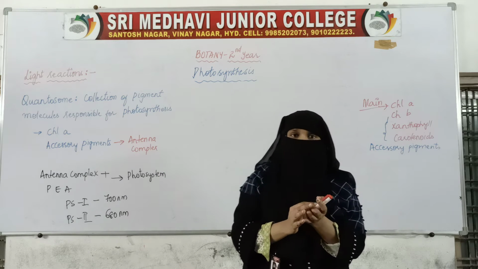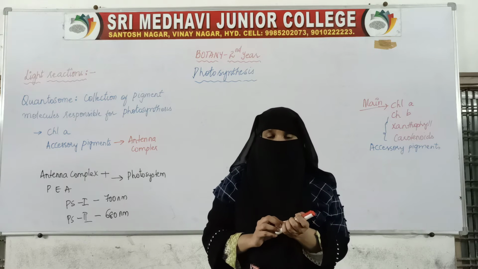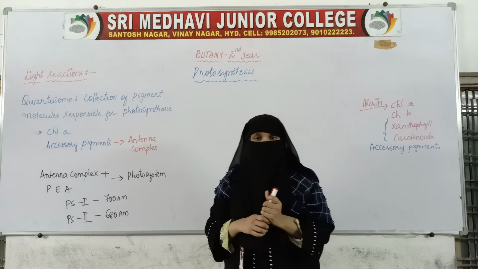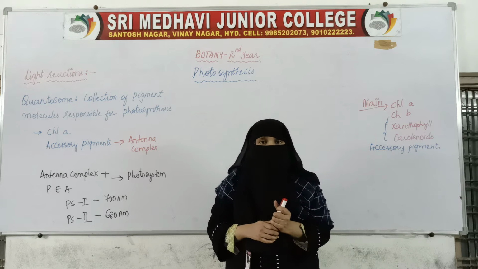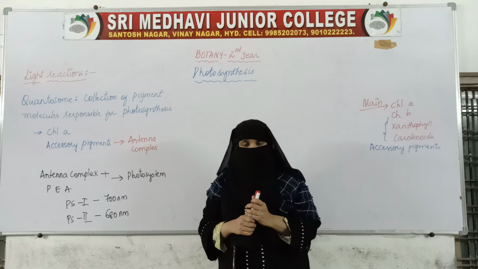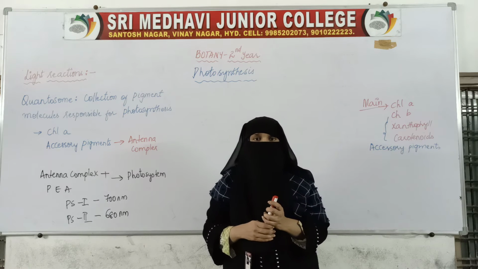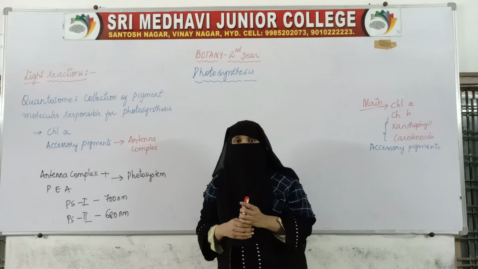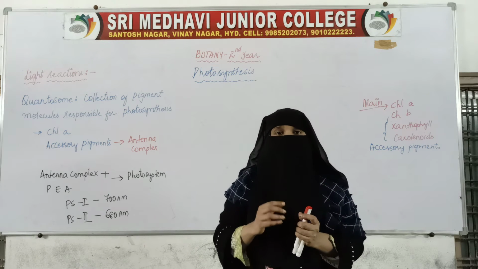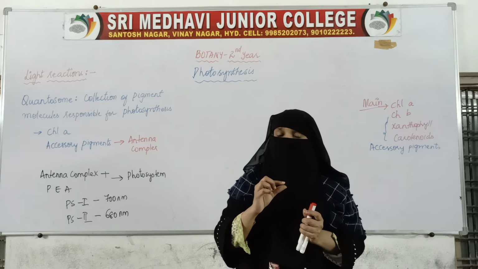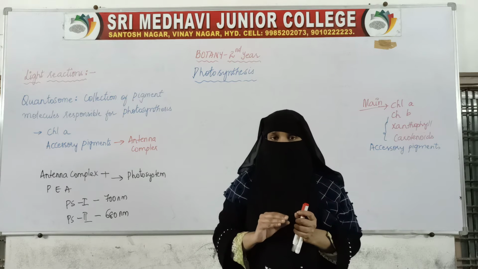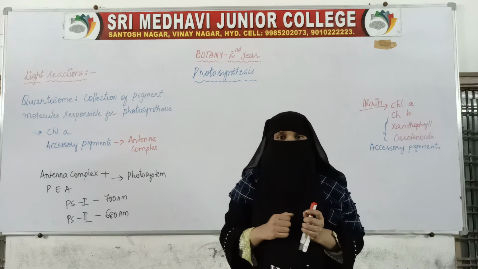Now, we said that in the chloroplast both reactions take place, light reactions as well as dark reactions. In the membranous systems of the chloroplast, that is the thylakoid membranes, light reactions are carried out, and in the stroma dark reactions are carried out. For light reactions, light is the main important factor. In the absence of light, light reactions cannot be initiated.